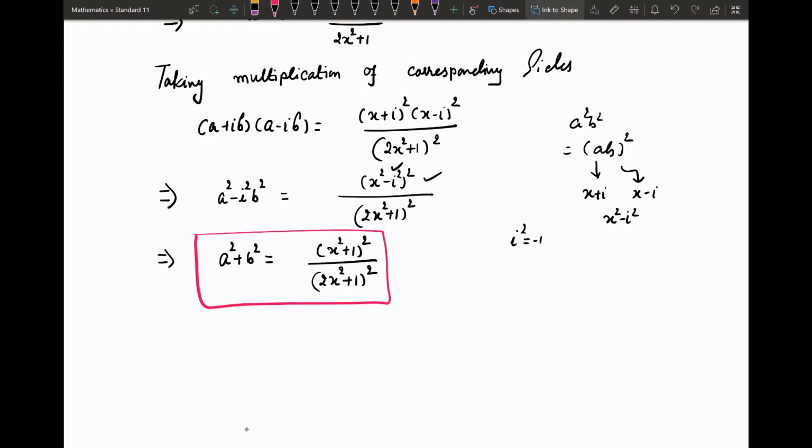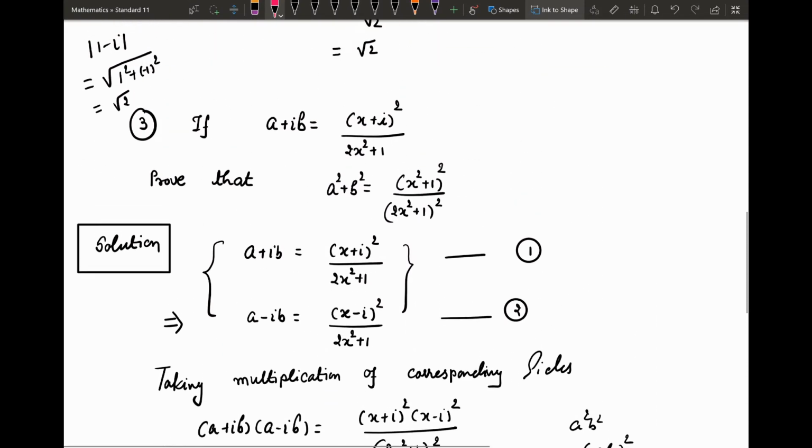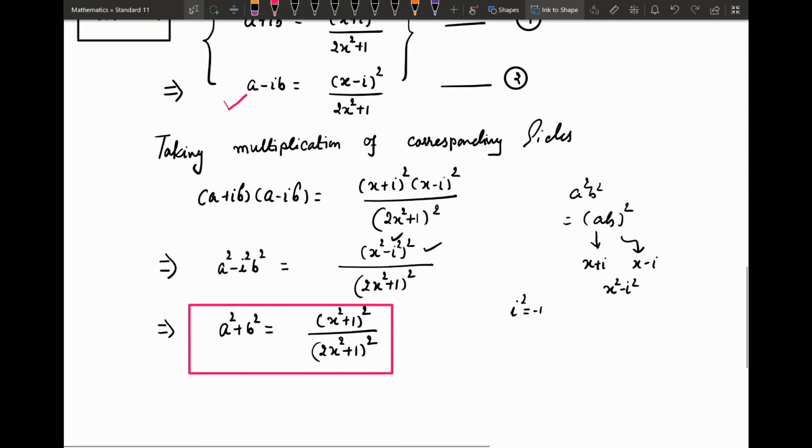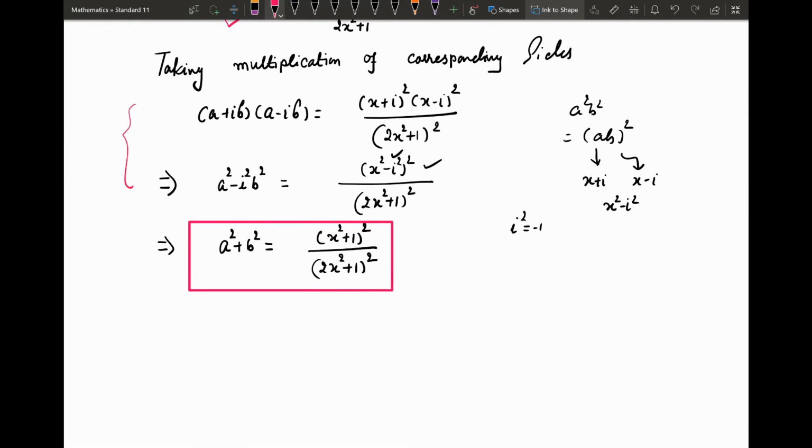So simply, we have given a plus ib equal to (x plus i) whole square upon 2x square plus 1, taking conjugate. So left hand side a minus ib, plus i will be replaced by minus i in the case of conjugate. Then we take multiplication of the corresponding side. So this is the multiplication, and therefore a square plus b square equal to (x square plus 1) whole square upon (2x square plus 1) whole square on simplifying.